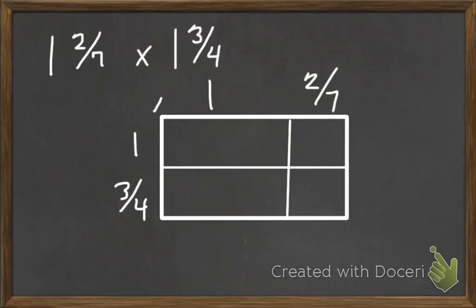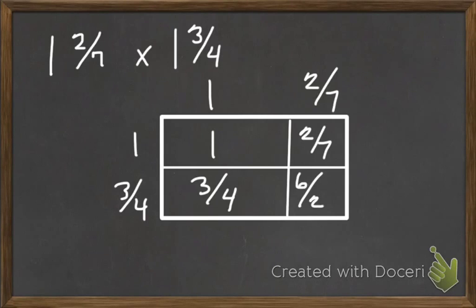So we're going to cross multiply these two numbers, okay? And we're going to get 1 times 1 is 1. Then we're going to cross multiply these two numbers. So 1 times 2/7 equals 2/7. And now we're going to cross multiply these two numbers. 1 times 3/4 is 3/4. Now we'll cross multiply these two numbers, okay? 2 times 3 is 6, and 4 times 7 is 28.